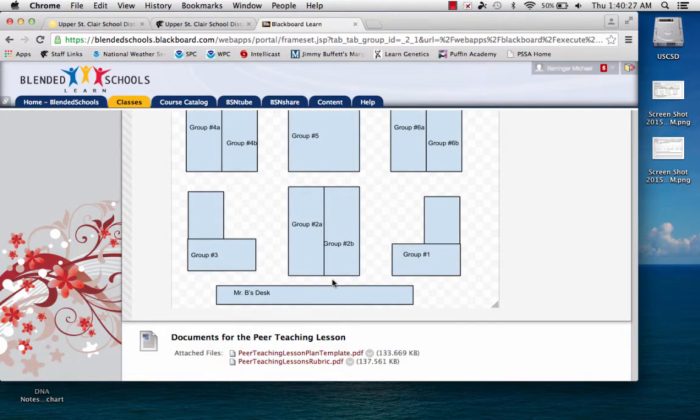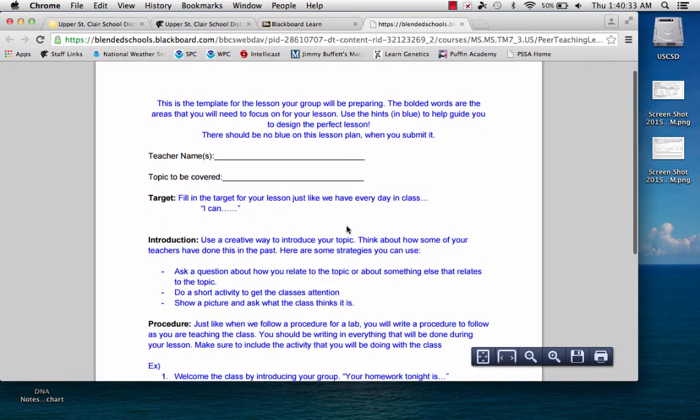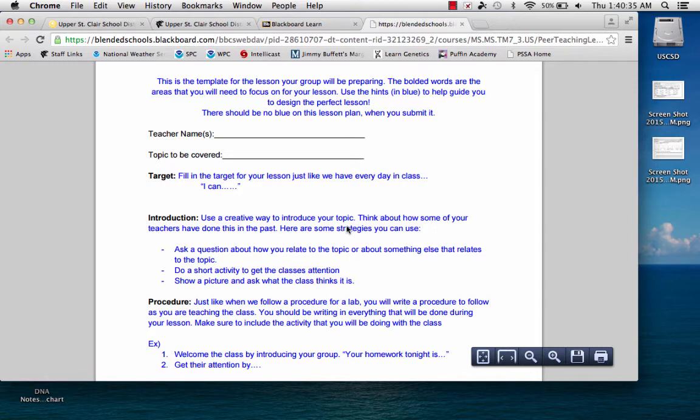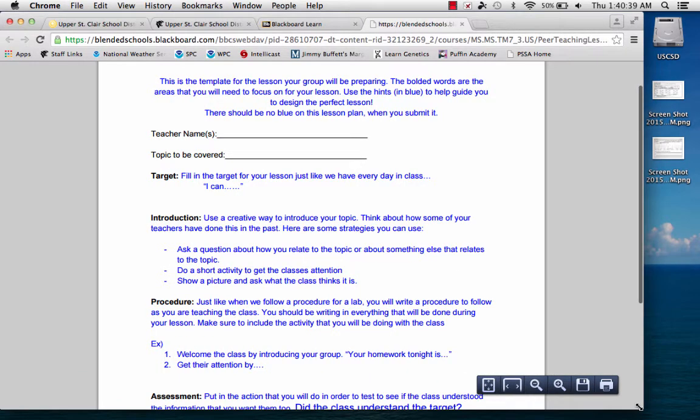Okay? Here are the documents that are important for this. So we have the lesson plan template. It's set up just like we have our science fair template set up with the blue writing. Now I will say that there should be no blue writing in this lesson plan after you submit it. So what you're going to do is fill in the information for your lesson and then erase the blue. Okay, you need to have your teachers' names and you need to have the topic that's going to be covered. That's essential.